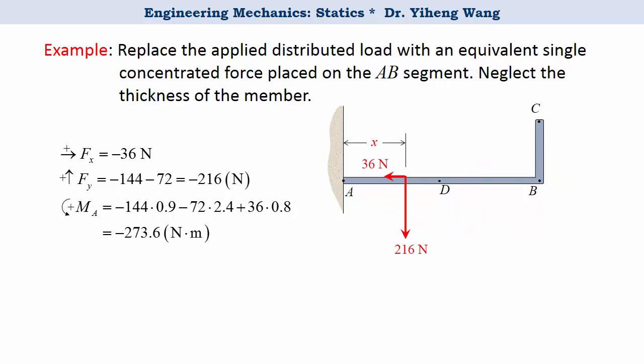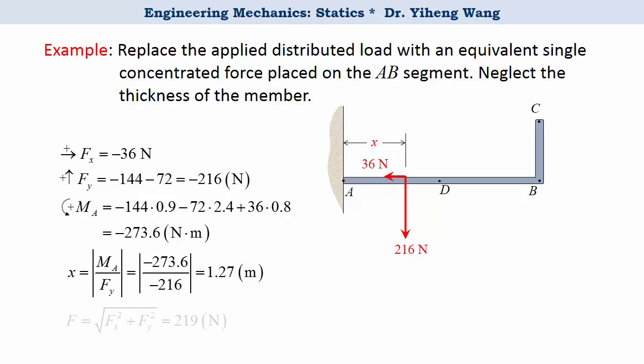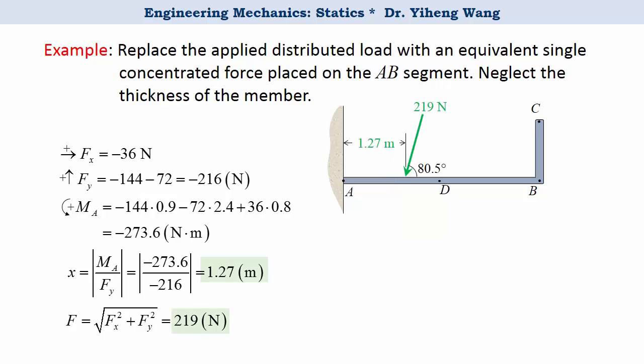The force components can be moved to a location x so that they create the same moment about point A. Based on that information, we can calculate x to be the magnitude of the moment divided by the magnitude of the vertical force component, which is 1.27 meter. We can also calculate the resultant force. And now we have successfully replaced the original distributed load with a single equivalent force with its location specified.